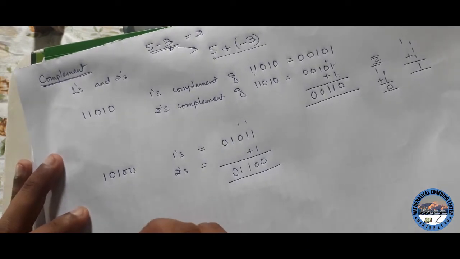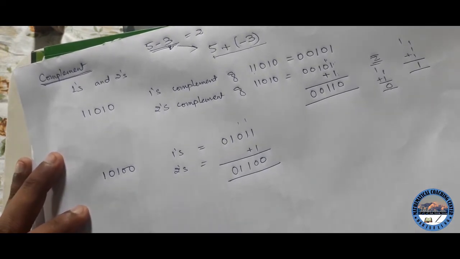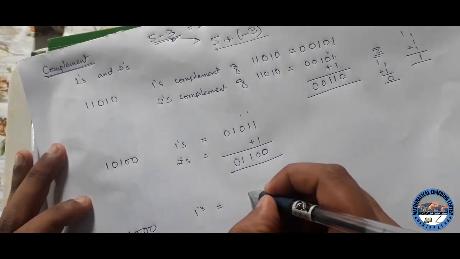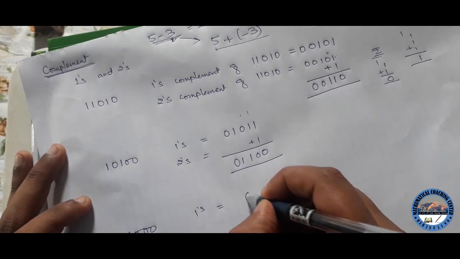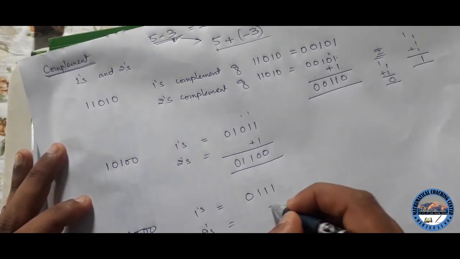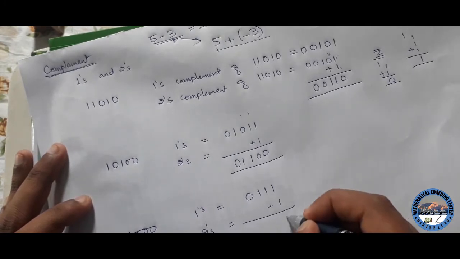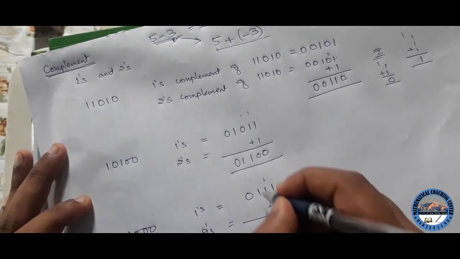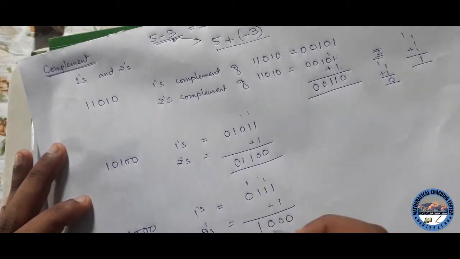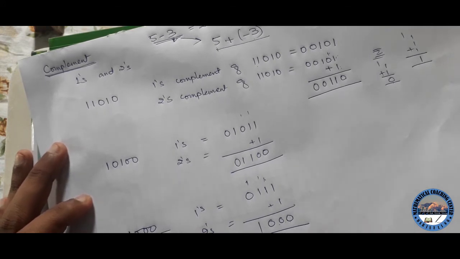Let's try another one, 1000. Ones complement will become 0111 and twos complement will be plus 1. That is 1 plus 1 is 0, carry 1, 1 plus 1 is 0, carry 1, 1 plus 1 is 0, carry 1, 1 plus 0 is 1. Now the twos complement of 1000 is the same, 1000.